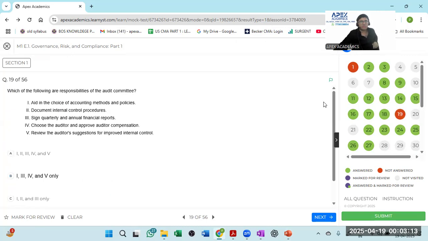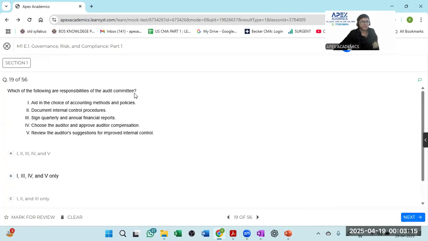Now we go to 19. Sir, which of the following are responsibilities of the audit committee? Aid in the choice of accounting policies. Yes. Document internal control procedures. No. Sign the quarterly reports. No. Choose the auditor and approve compensation. Yes. Review the auditor suggestions. Yes. Sir, point 1, point 4 and point 5. Hold on. 1, 4 and 5.